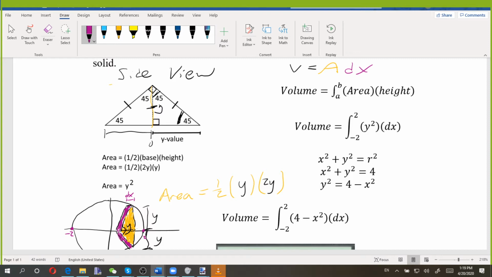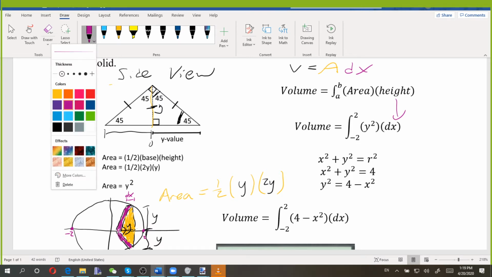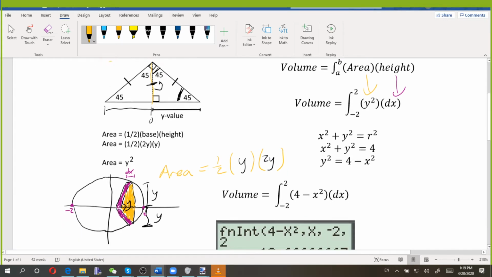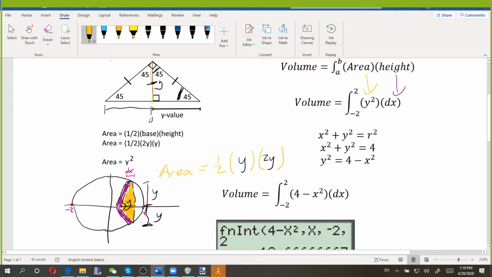Okay, our 1/2 and our 2 can cancel, so this is really just y squared. So my area is y squared, and my height is my dx. So that height is the depth of these triangles. And then we're moving from x equals -2 to x equals 2. Okay, so this is fine, except right now I've got y's here for our equation, and I want to integrate in terms of x. And I can't mix variables for integration, so I'm going to have to rewrite this y squared in terms of x so that we can actually integrate it.